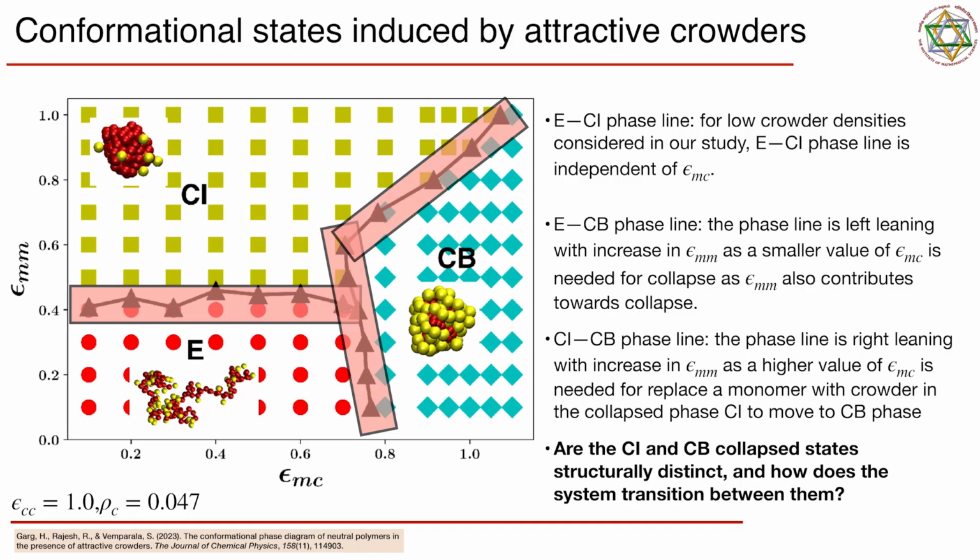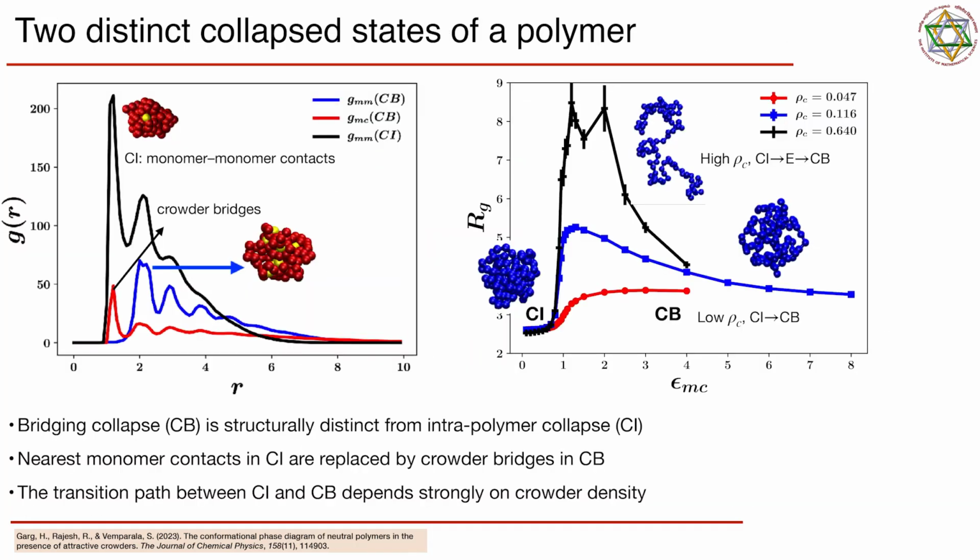Then I can ask the question: I seem to be getting two collapse states. Are these two collapse states the same or are they different? That is another question one can ask. And you could do more, because of course in simulation you have all the insight into the details. What you can look at is that the first one, if you can see, the monomers are the closest. And if you look at this, there is actually a monomer-crowder peak, which is the first peak.